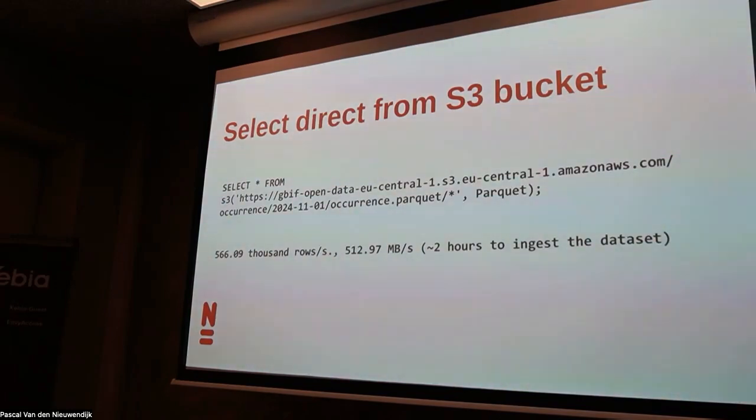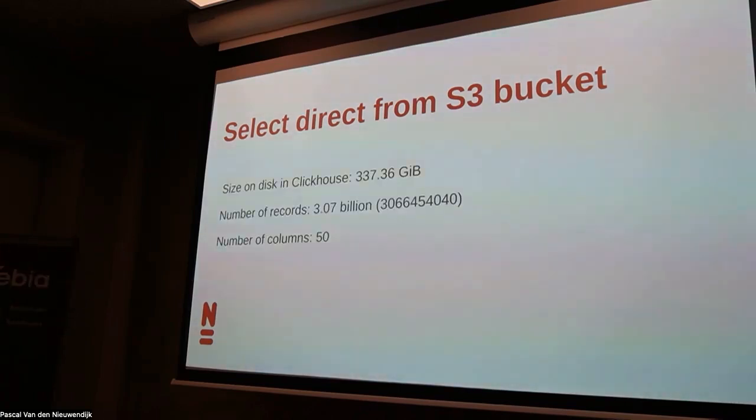Then the really cool thing that you can do with ClickHouse is you can do a query directly on the S3 bucket. So with this simple query on the top, you can download all the 3 billion records into a ClickHouse table. And it takes around 2 hours to load the data. And size on disk, if you have done this, is like 340 gigabytes, and there are 50 columns in this data set.